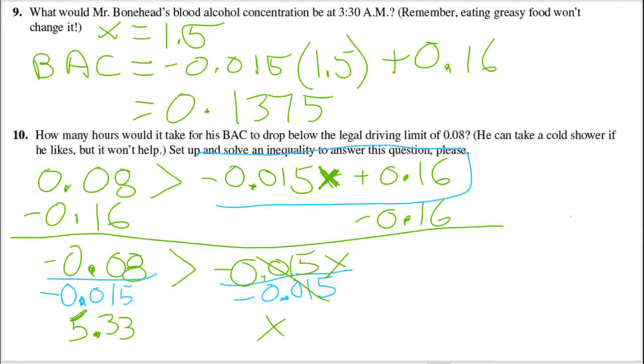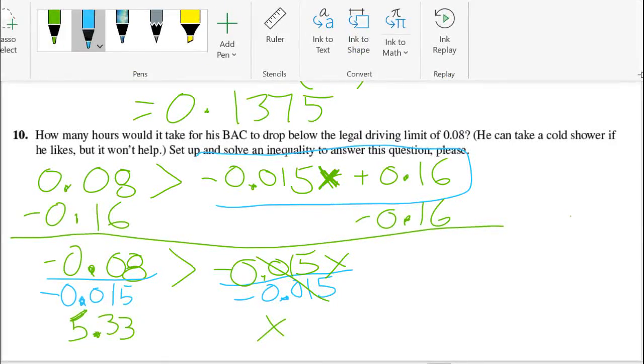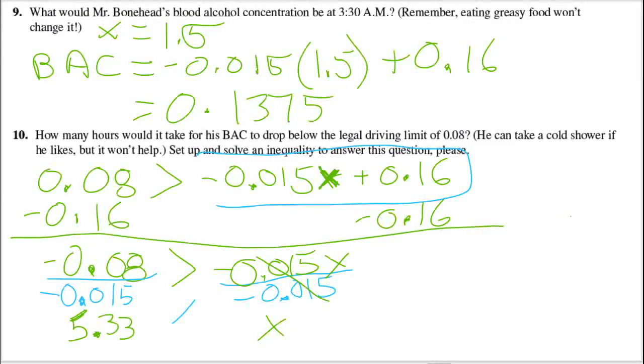But I'm actually going to flip the inequality around. And let's think about it in the context of the problem to see if that really makes sense. We've got 5.33 hours. At 5.33 hours, according to the calculator, our blood alcohol content will be 0.08, which is what we're looking for. Although we actually want it to be less than that.